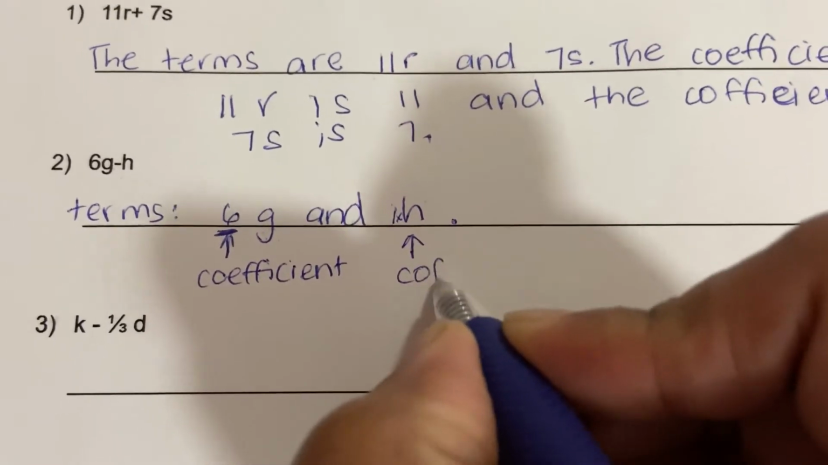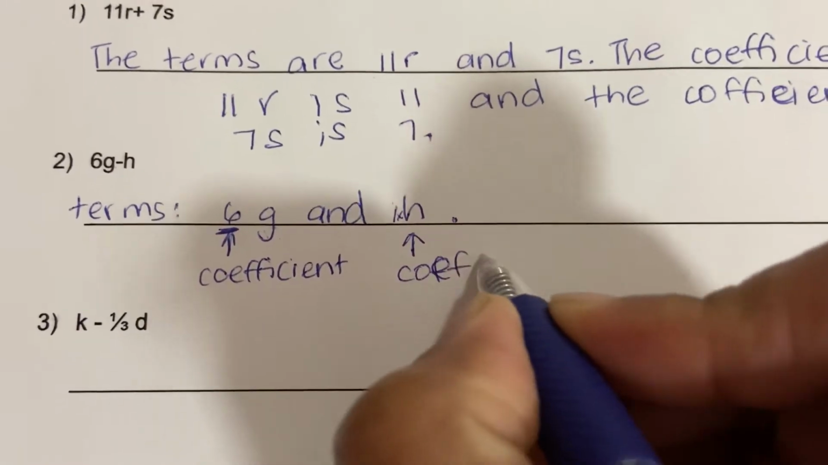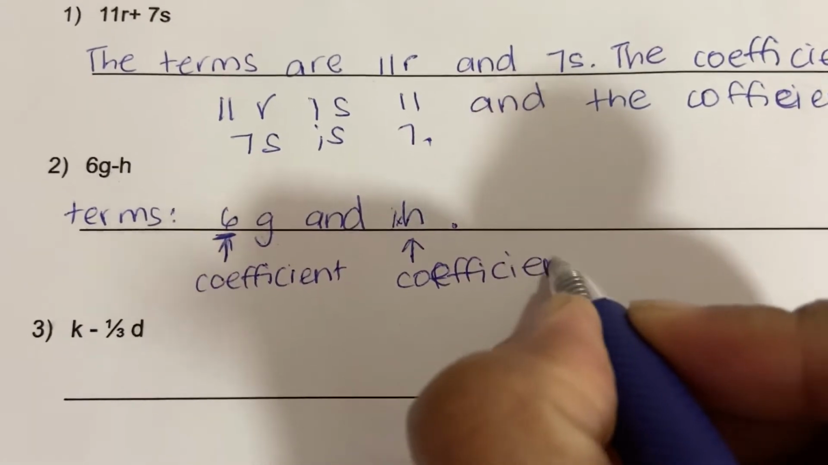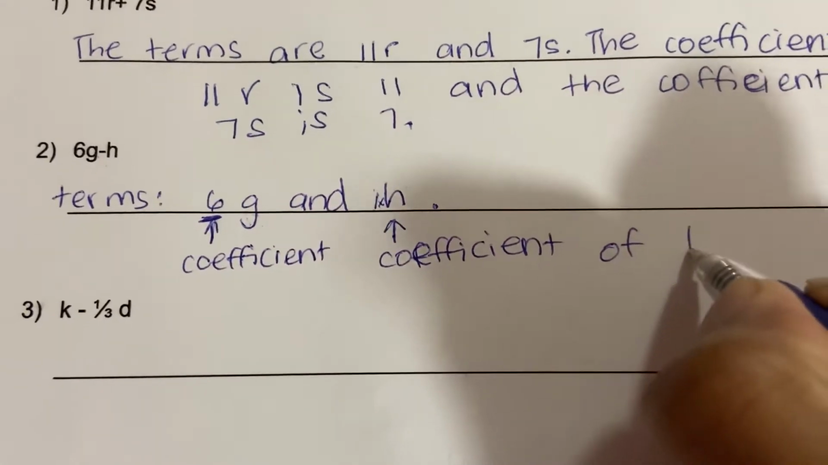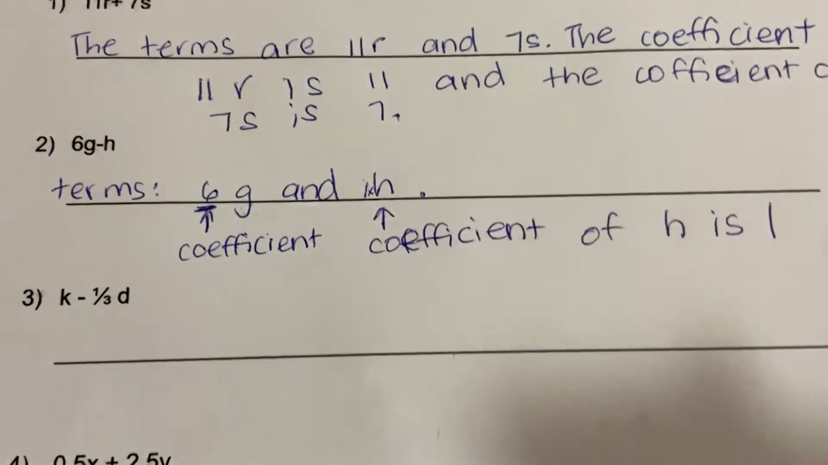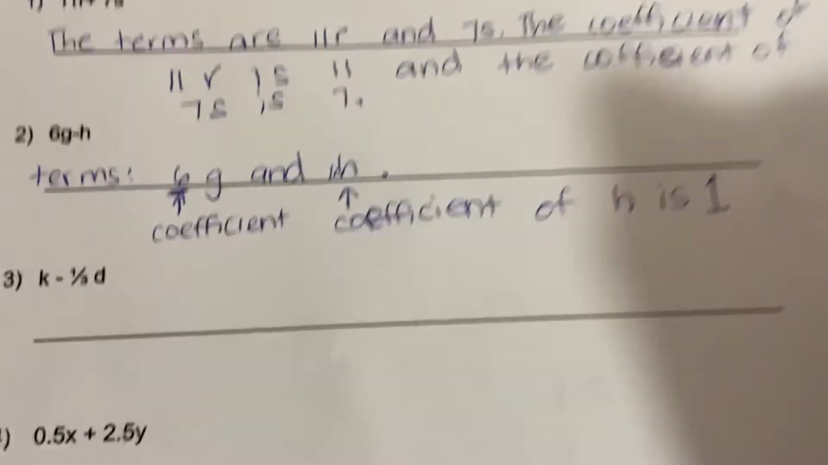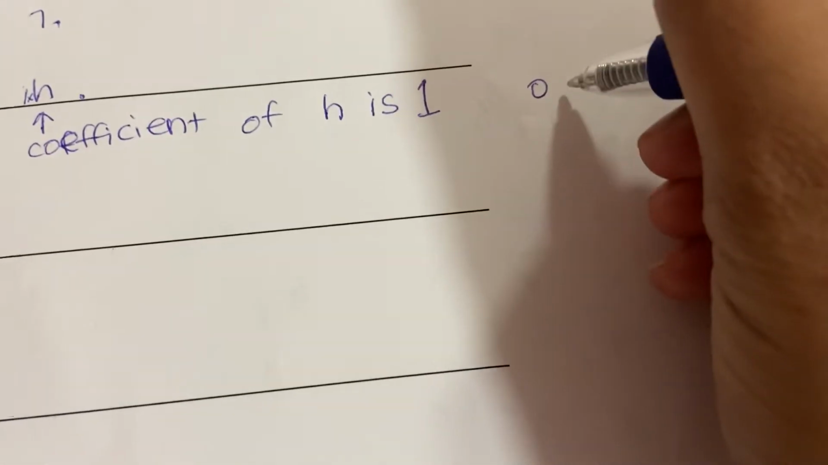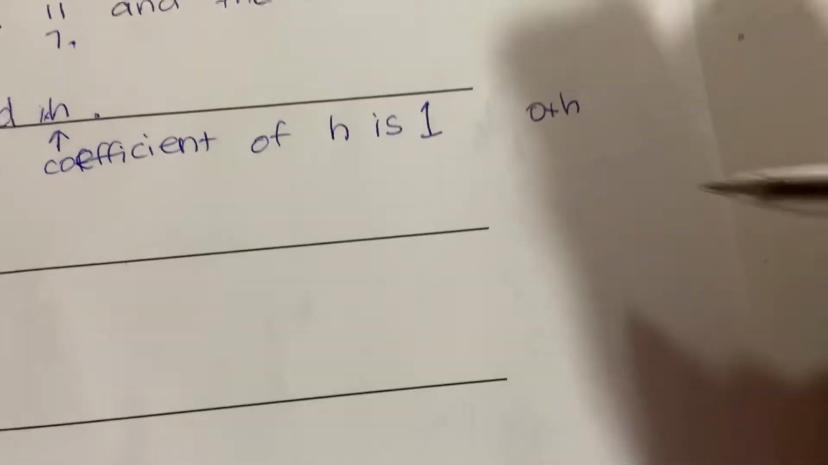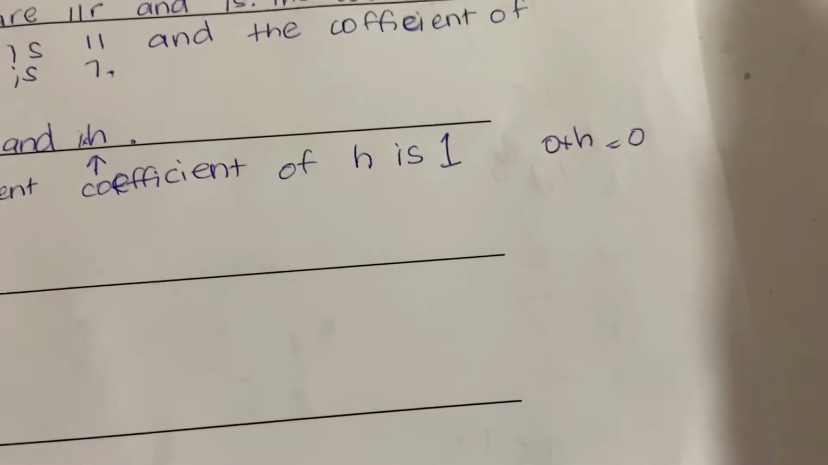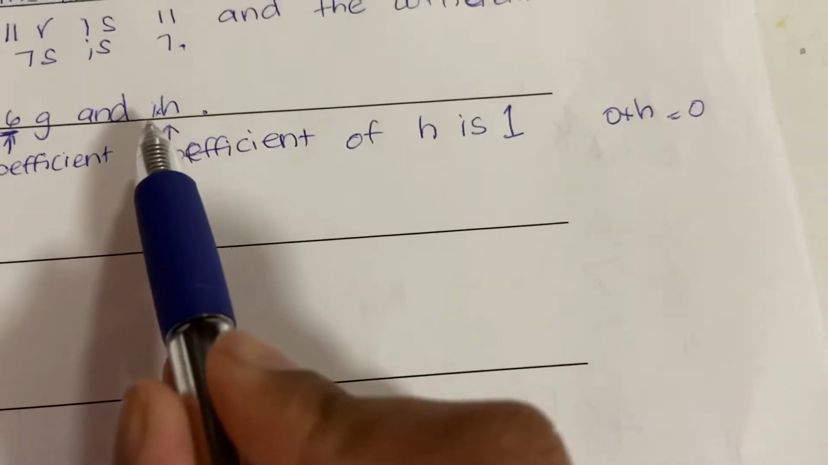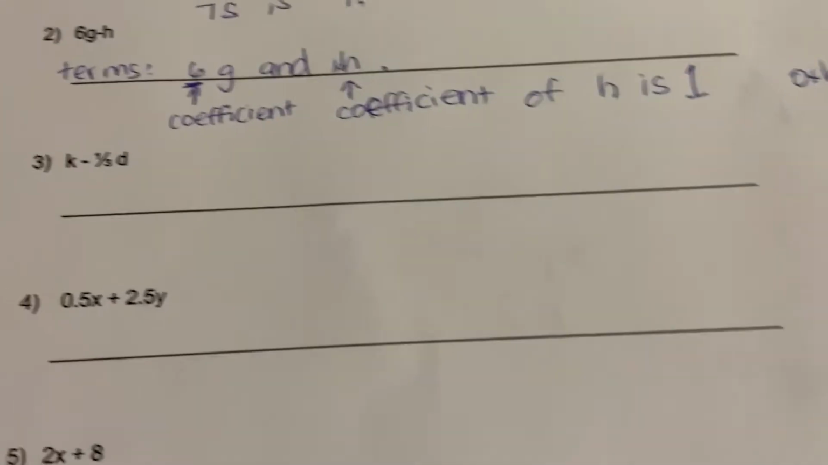So the coefficient of h is 1. Well, think about this one for a second. If it was 0 times h, that would mean that it's 0. It's nothing. So it can't be 0 in front of here. It has to be 1. Okay, I hope this is helping.